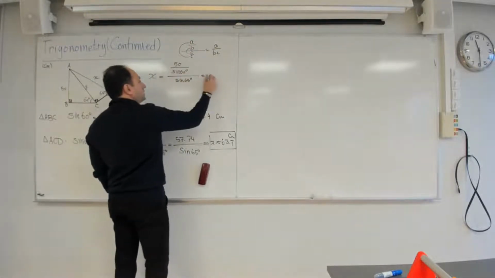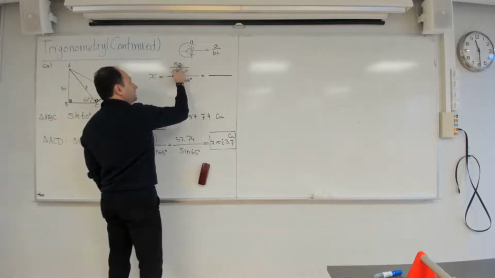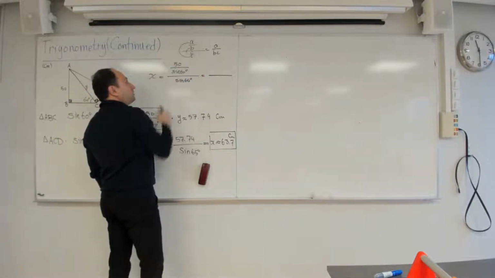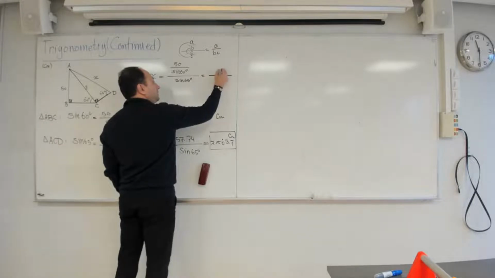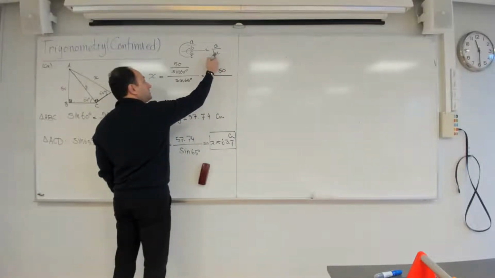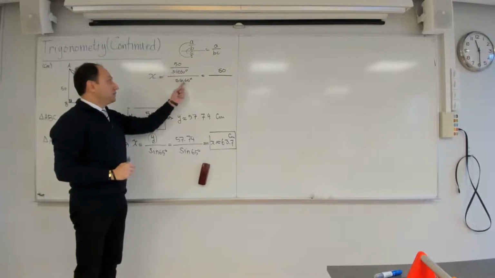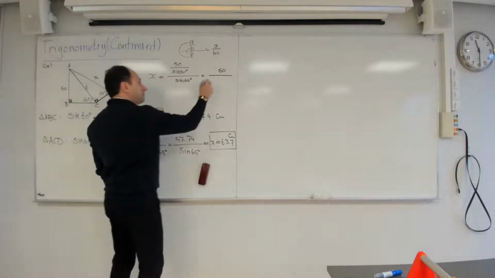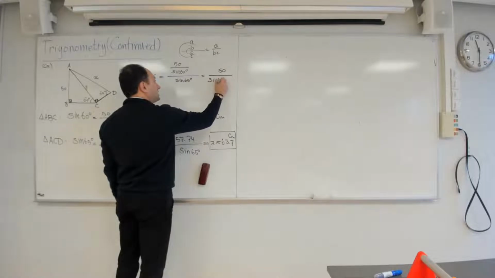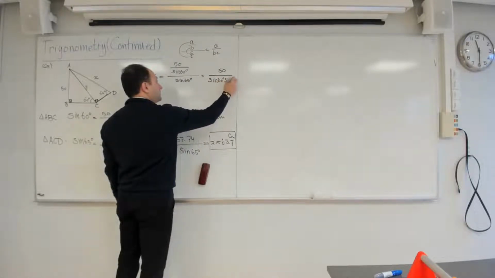So this number can also be written as 50 because 50 is now playing the role of this a. 50 should be in the numerator. And then b and c should be multiplied together. This one is playing the role of b. This one is playing the role of c. So this becomes sine 60 degrees, sine 65 degrees.